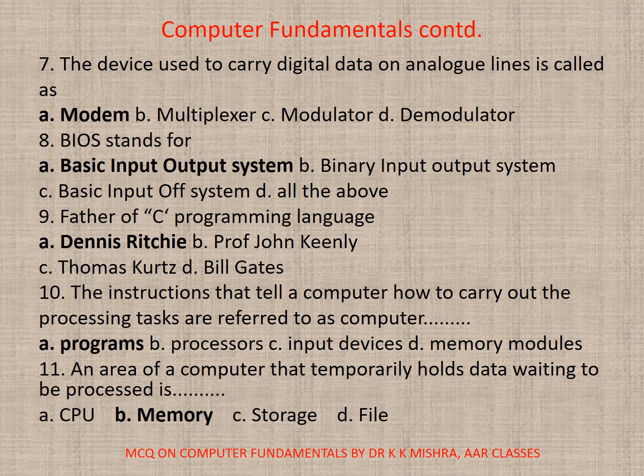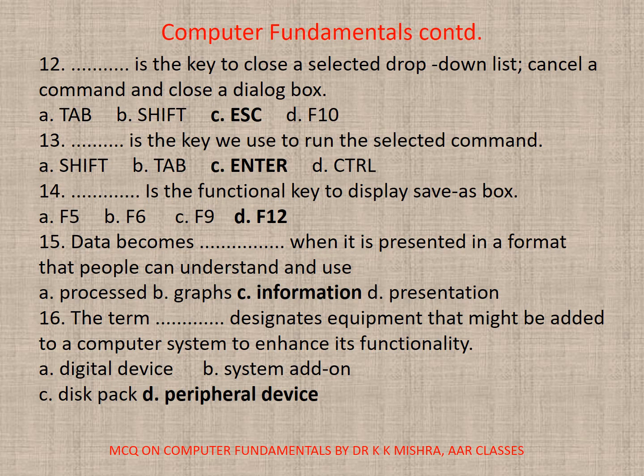11. An area of a computer that temporarily holds data waiting to be processed is dash. A. CPU. B. Memory. C. Storage. D. File. Correct option is B. Memory.